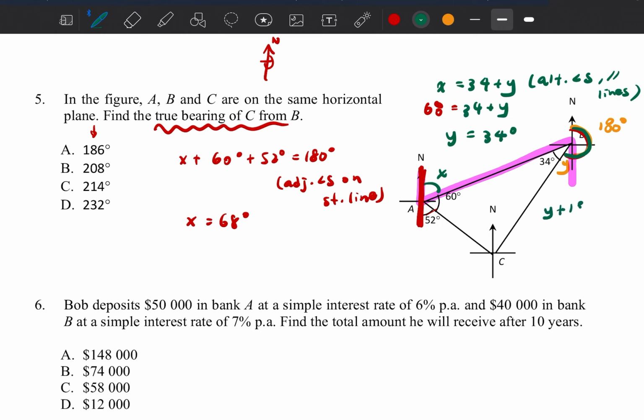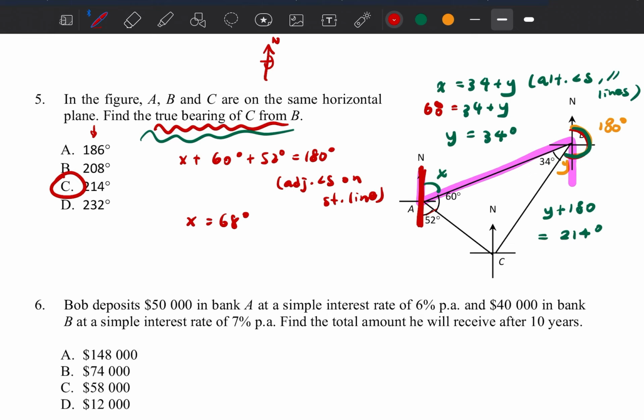So this whole thing here. So therefore, y plus 180 will give you 214, and this is the true bearing of C from B. So 214, the answer is C.